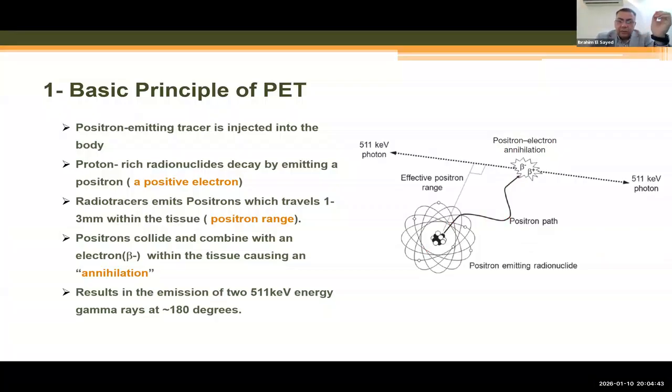As regards the tissue type, denser tissue stops the positron more quickly. After the positron has slowed down to near zero kinetic energy, of course, it meets an electron from the surrounding tissue. When the positron meets this electron, they will annihilate. This is the annihilation process, producing two opposite photons of 511 kiloelectron volts, which we will use later for coincidence.